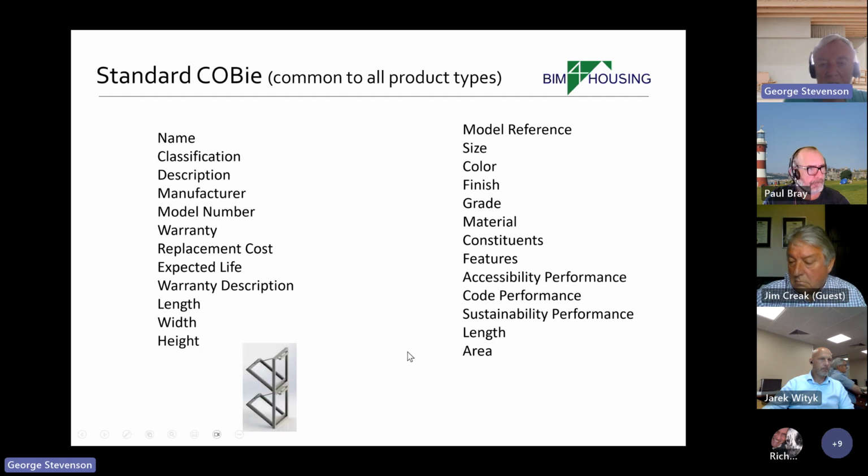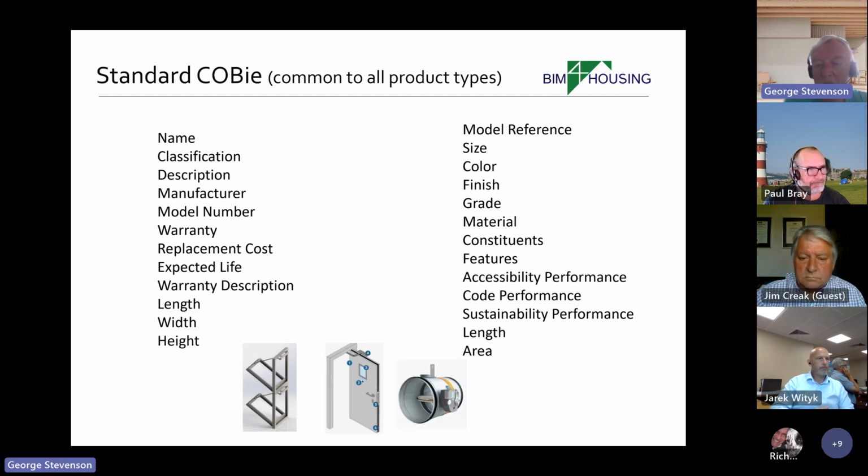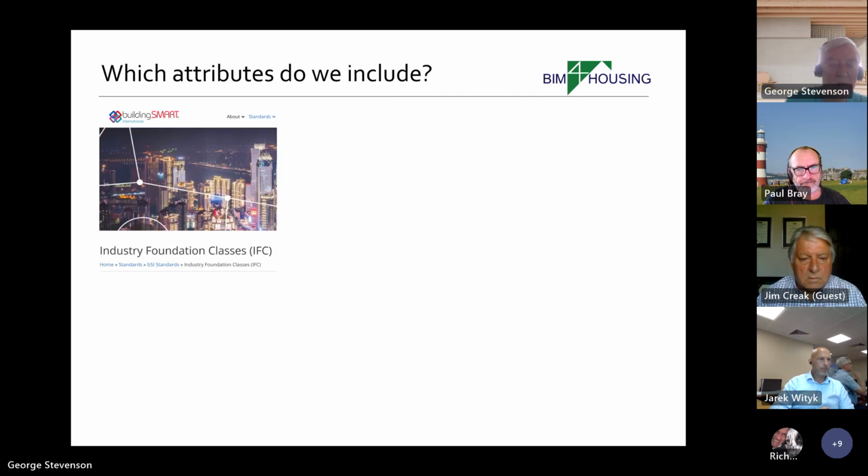But what we then want to do is find out what information we need to have about an AOV or a fire door or an emergency light or a damper. That's attribute information, which is over and above the standard product data. Deciding which attributes we should be using is really the purpose of this subject matter expert group today, to identify what information we really need. You might think that the BIM system would have it all, but it hasn't. Unless you ask for it, it won't be there.